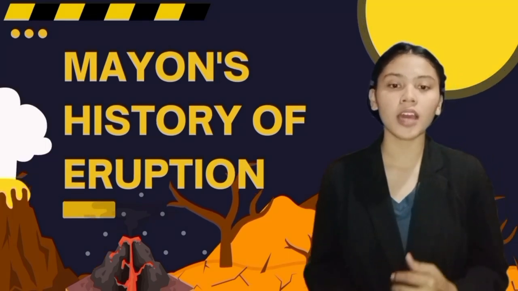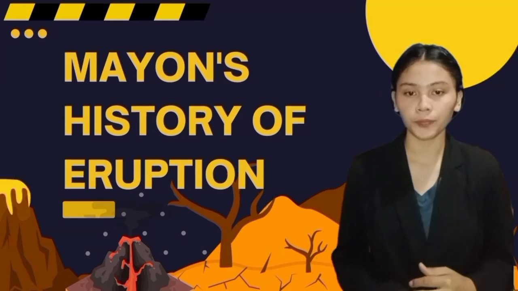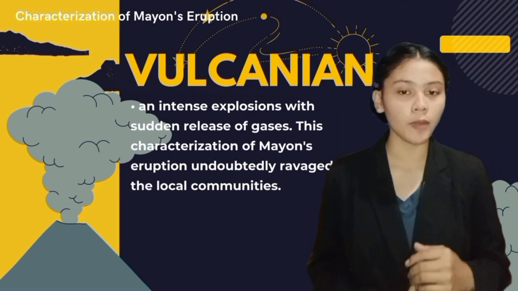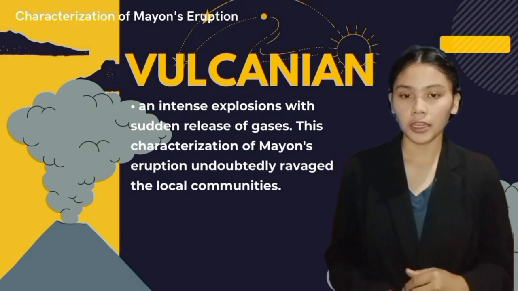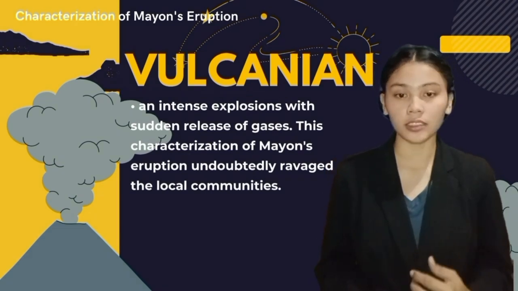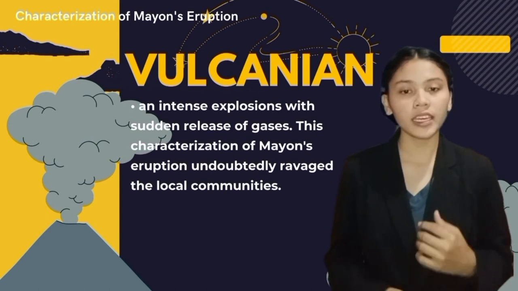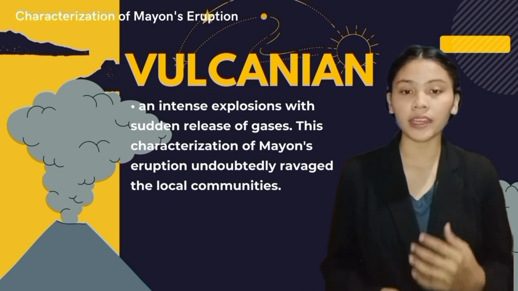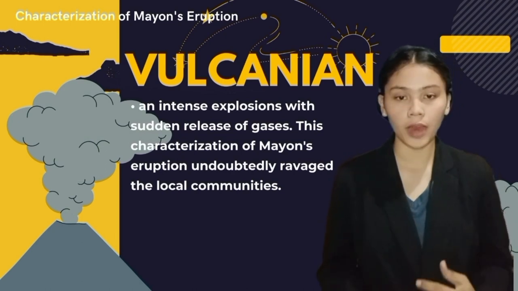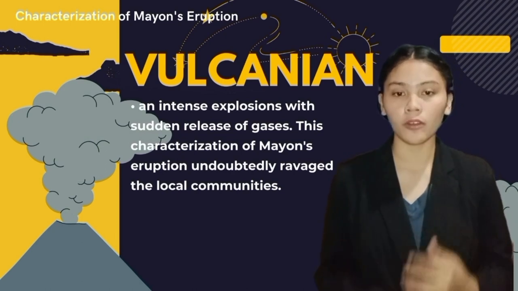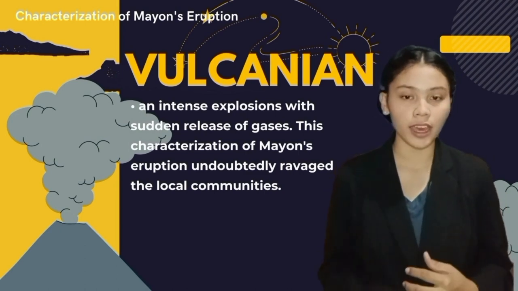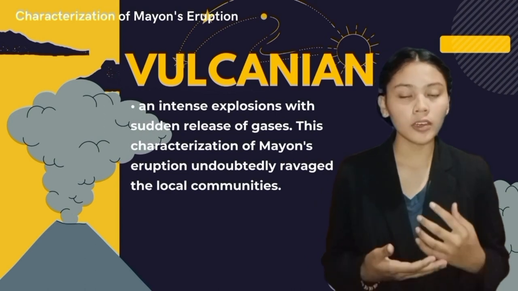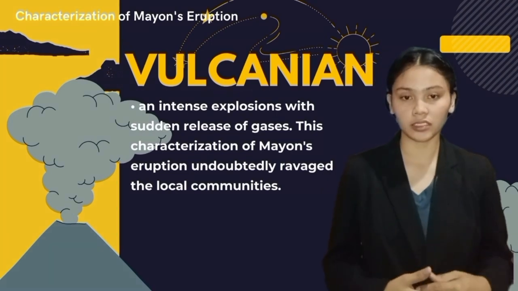There are variations on how Mayon has erupted through time. First one is Vulcanian. Several observations claim that eruptions of Mayon were often like this: an intense explosion with sudden release of gases. Vulcanian is an explosive type of volcanic eruption that occurs when the pressure of the trapped gases in relatively viscous magma becomes sufficient to blow off the overlying crust of solidified lava. This characterization of Mayon's eruption undoubtedly ravaged the local communities.